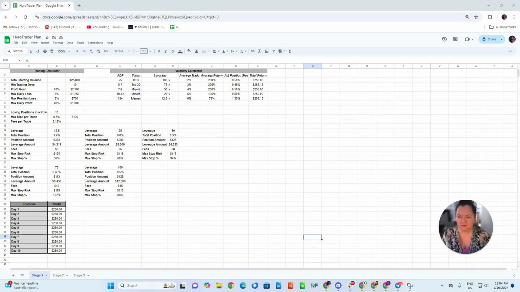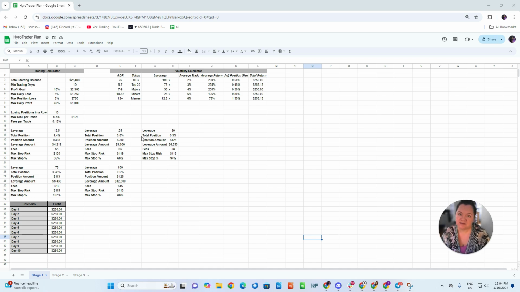So I've come up with this little sheet to kind of put down in my head of what I kind of do. So you can kind of see, we'll start up in this corner. This is your trading calculator. This is going to show you how much your position size should be based on your account. So I've got a 25,000 account. So starting in stage 1, that's 10 days.